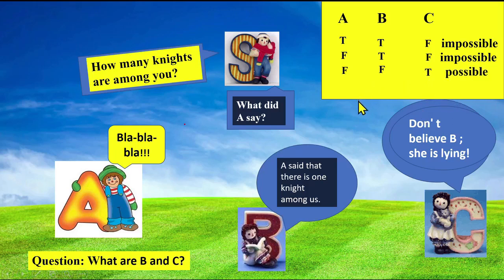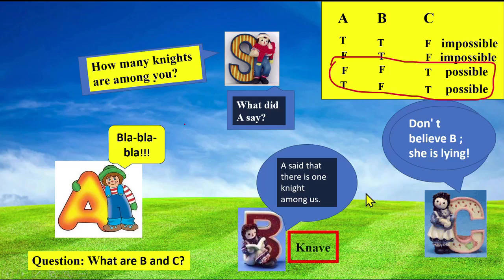If A is knight, then the statement of A is correct. Not one knight among us is a correct statement, and indeed we have two knights, so this solution is also possible. The problem is solved completely, B is knave, and C is knight.